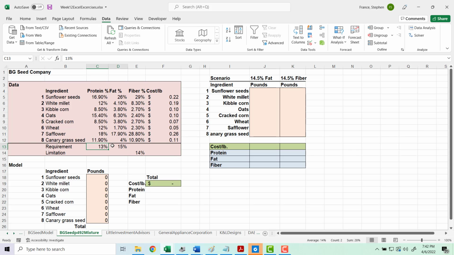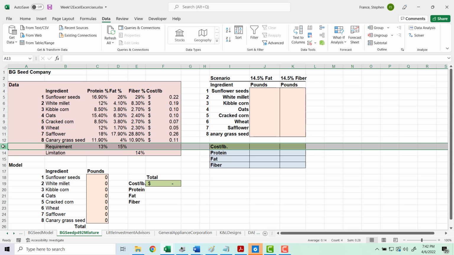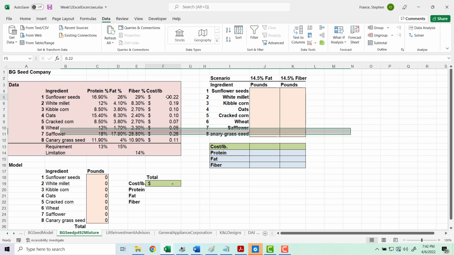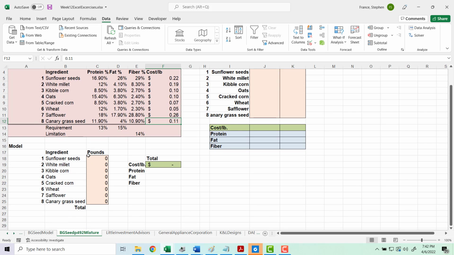But anyway, we basically have minimums on line 13 and maximums on line 14. We have the cost per pound. Now, what's quite nice about this, and why it's simpler than we think, is that we're doing a mix for a pound. So these are the decision variables here. And basically, the total needs to equal 1.